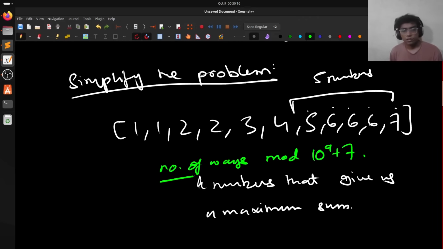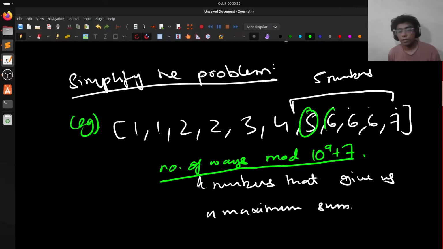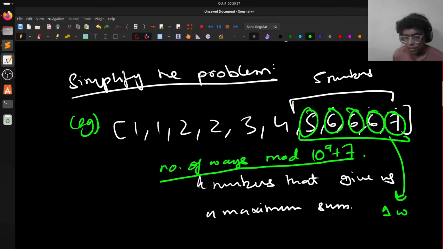So this is a relatively very easy question for 1600 rated, I would say, right? So basically observe this given example over here. If we have to choose 5 numbers to give us maximum sum, obviously it would be the largest 5 numbers, correct? So here we have only one way. We have no choice but to pick these 5 numbers, right? So we have only one way here.